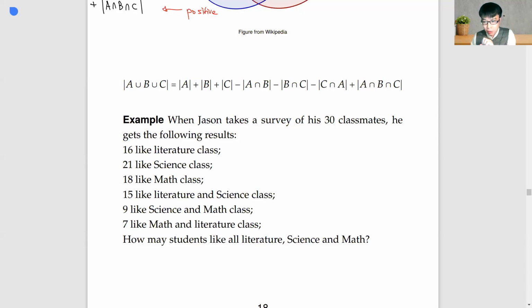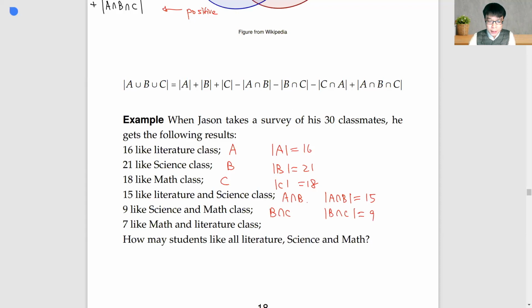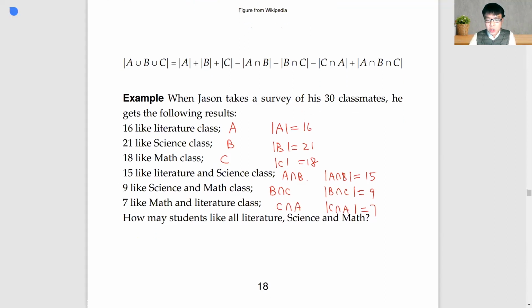We have 3 categories, so we denote them by 3 sets. The people who like literature class, we denote by A, and there are 16. The people who like science class, we call B, and math C. So B has 21 and C has 18. People who like literature and science, that's the intersection of A and B, and there are 15 such students. People who like science and math, that's B intersect C, 9 students. Math and literature, C intersect A, 7 students. Now the question is to find how many people are in all 3 sets.